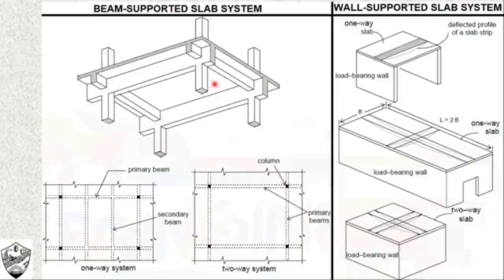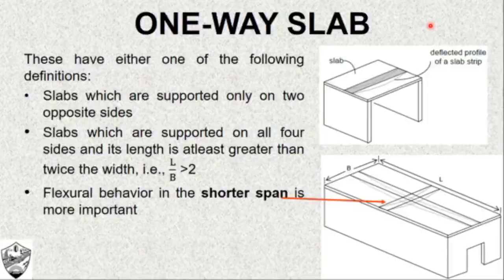In both these systems of slabs, we can classify the slabs into two. One is a one-way slab and the other is a two-way slab. So you will find a one-way slab and two-way slab system in the beam supported slab system as well as in the wall supported slab system, and we are going to study these two types of slab systems now. First is a one-way slab. How do we define a one-way slab?